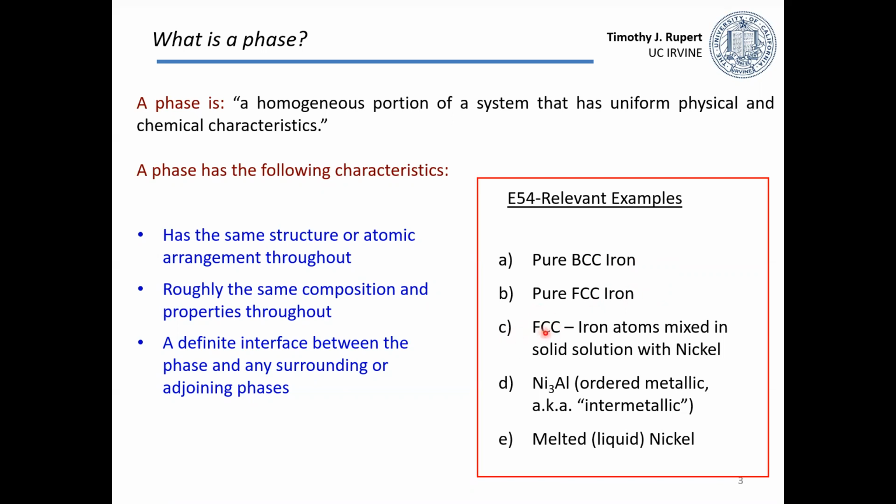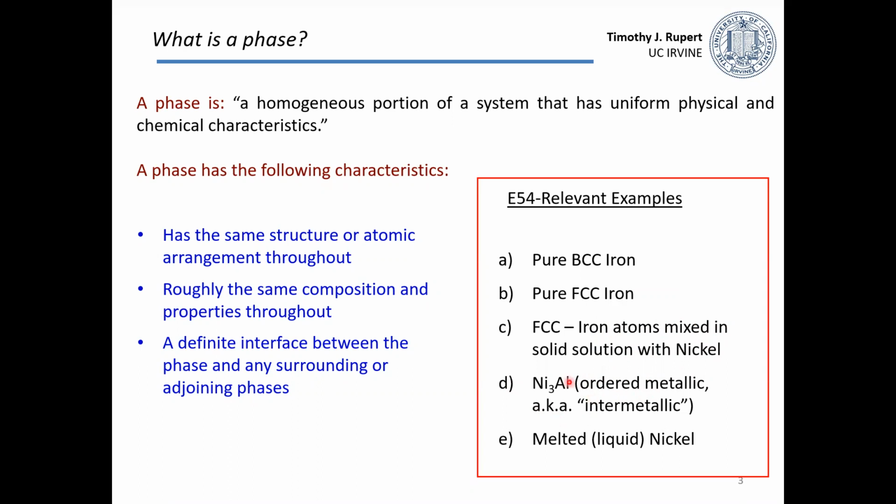We can also have an FCC phase which is comprised of iron atoms. So maybe it's taking what used to be pure iron atoms, and we're mixing in nickel atoms in solid solution. That, even though it has the same structure, and most of the atoms are iron, is a different phase than pure FCC iron. There's lots of other examples, just a few other ones I want to mention.